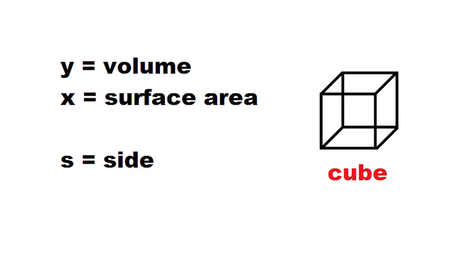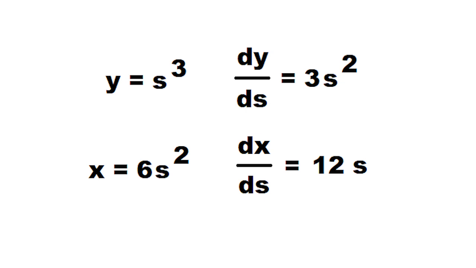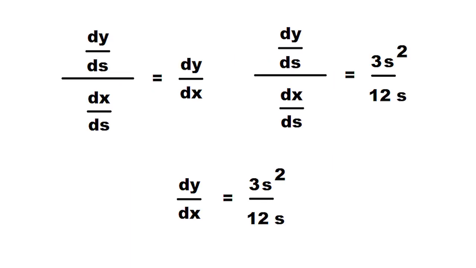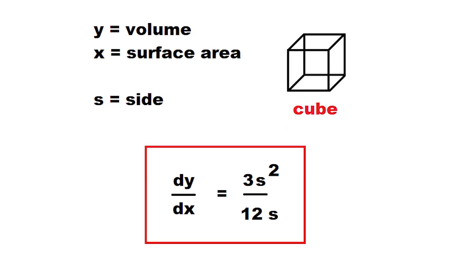Let's say we have a cube with side S, and we're curious about the cube's volume and the cube's surface area. And we call the volume y and the surface area x. We know the formulas for the volume and surface area in terms of S, and it isn't hard to take their derivatives. And we can also take the ratio of the derivatives of the two, noticing that they simplify nicely to just dy over dx. This is the ratio of the change in volume to the change in surface area.